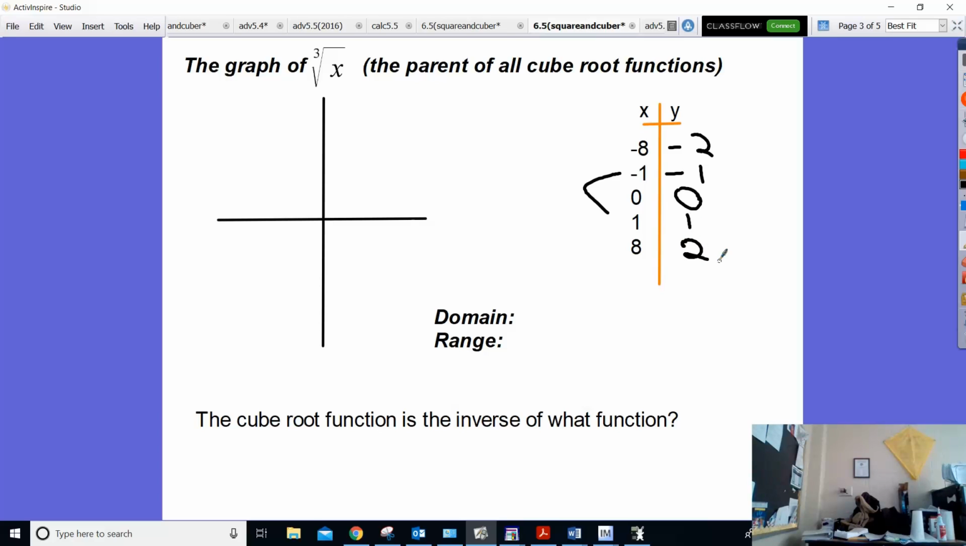You can do it with the first 3 if you know the shape, but if you don't, you've got to use 5. You go back 8, fall 2; back 1, fall 1; 0, 0; right 1, up 1; right 8, up 2. Again, that's what it looks like. Does it look a lot like x cubed? To some degree, yeah. It's x cubed rotated 90 degrees.